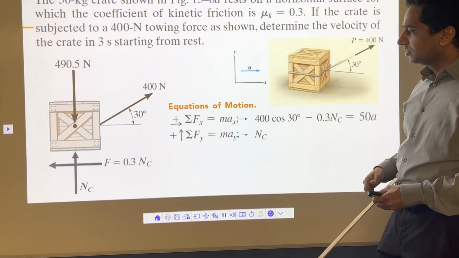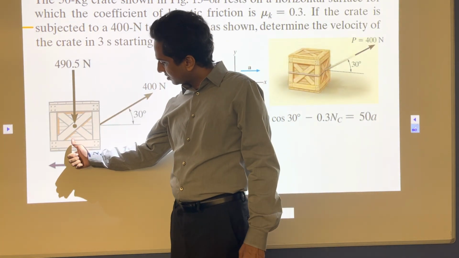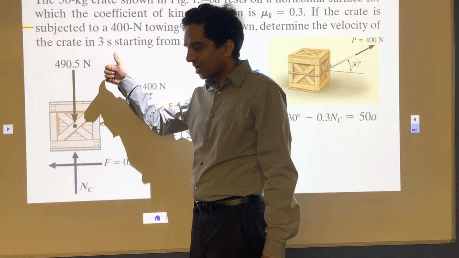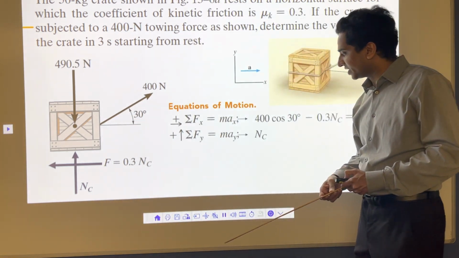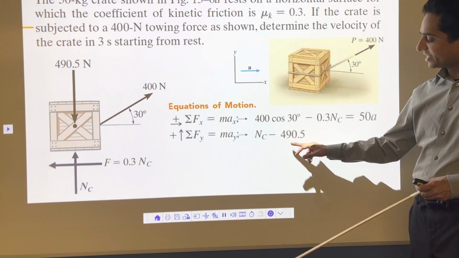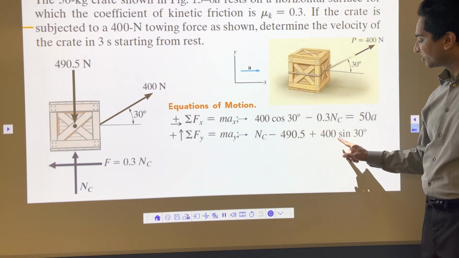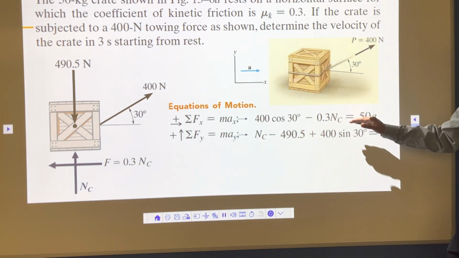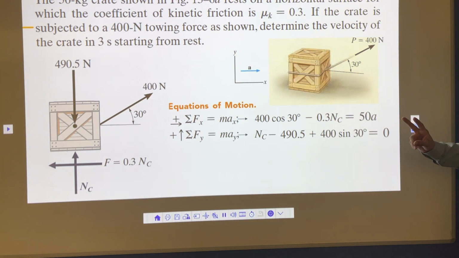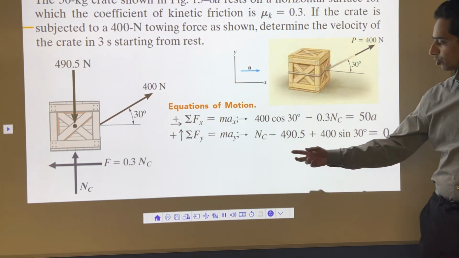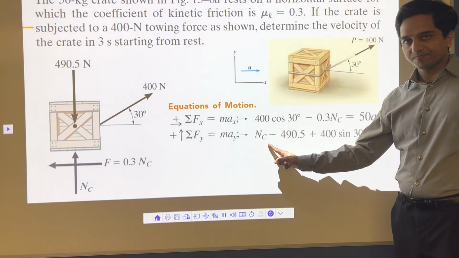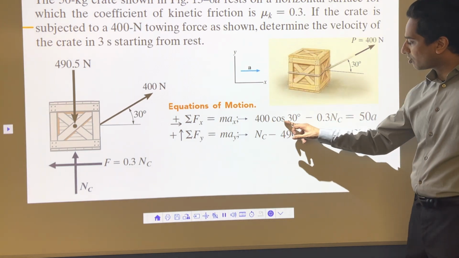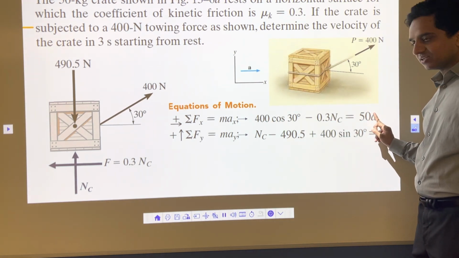Now, forces in the y direction. This is the normal reaction upward, 490.5 downward, and then I have another force here, 400 sin 30 upward. So I'm going to put that here. Normal reaction upward, weight downward, and again positive 400 sin 30 is equal to 0. There is no y acceleration, and that's the two equations I get. Now I have two unknowns, two equations. I don't have acceleration, so I'm going to use this equation to calculate Nc. Once I calculate Nc, I'm going to plug that value here, and then solve this equation to calculate acceleration, and that's the problem.